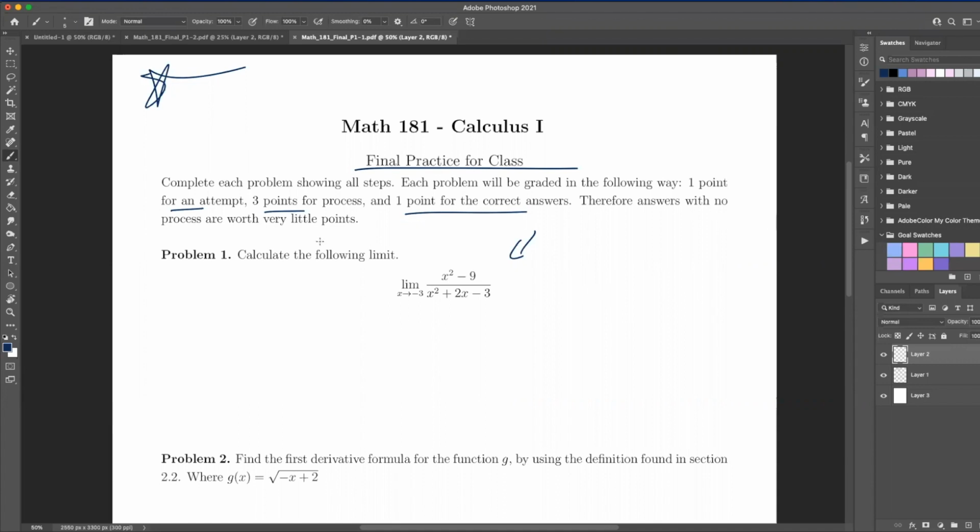So if you just write down answers, because let's be honest, you can just type this into Wolfram Alpha. It'll pump out what the answer is. It's just not worth that many points.